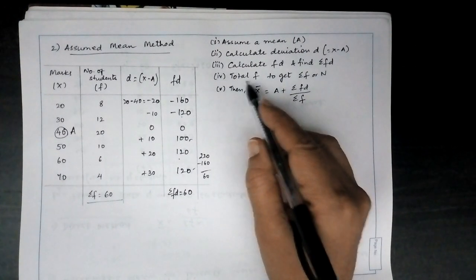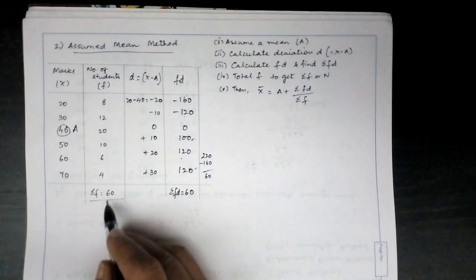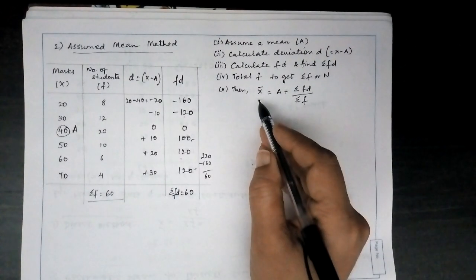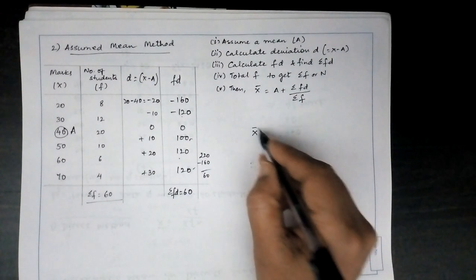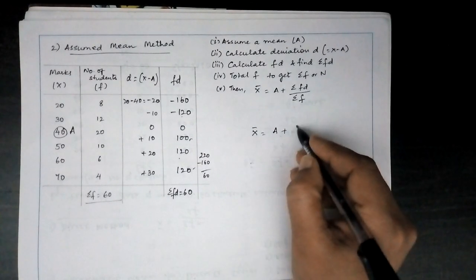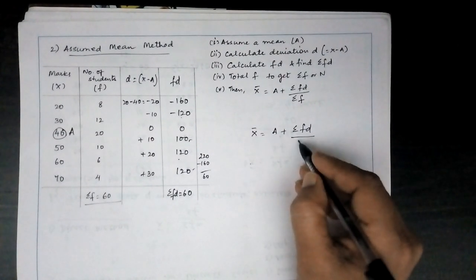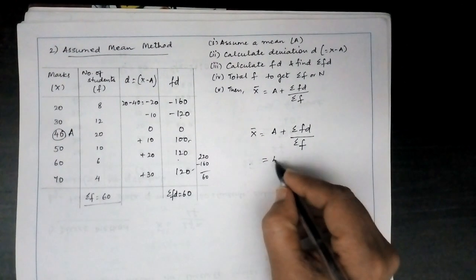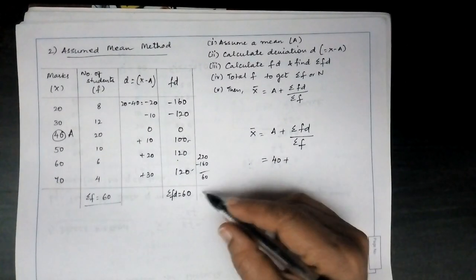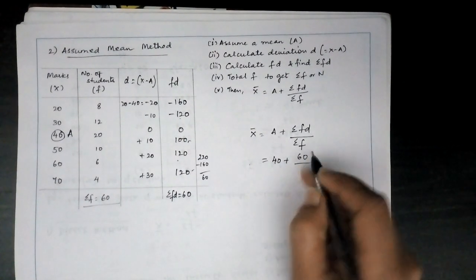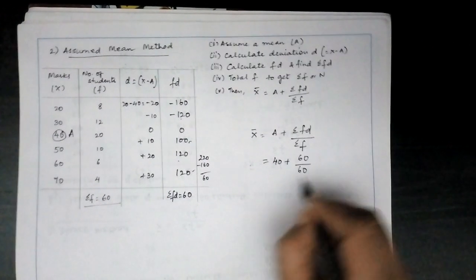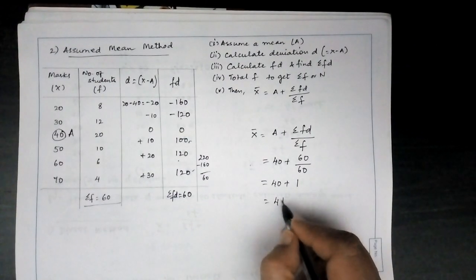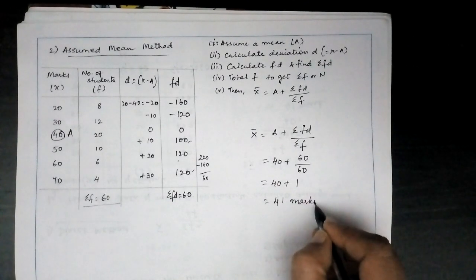Yes. So now get the total F to get sigma F or N. Sigma F we already know, it is equal to 60. Alright. So now we will calculate x bar, which is the mean. X bar is equal to, let us apply the formula, A plus sigma FD divided by sigma F. So here the assumed mean is 40. So let's write down 40 plus sigma FD, which we found to be 60, divided by sigma F, which is also 60. So this becomes 40 plus 1, and hence the average mark is 41.